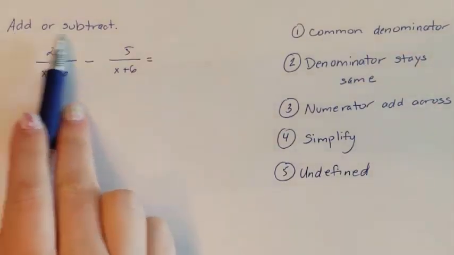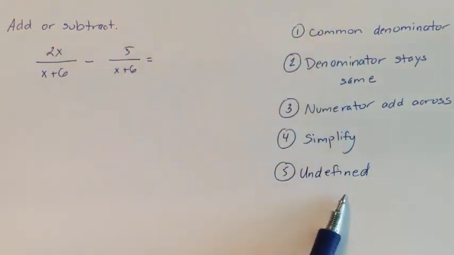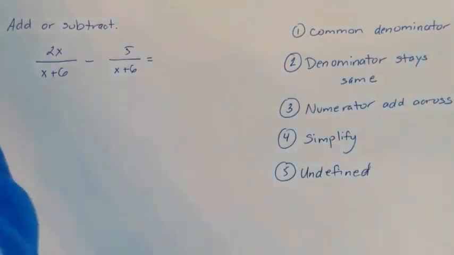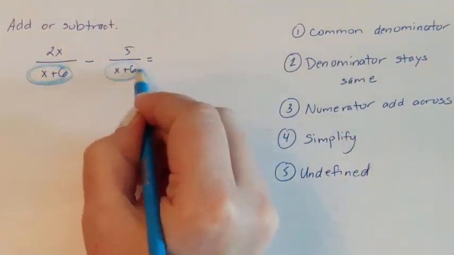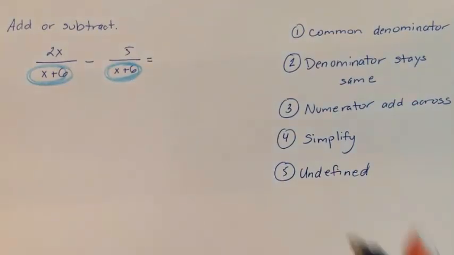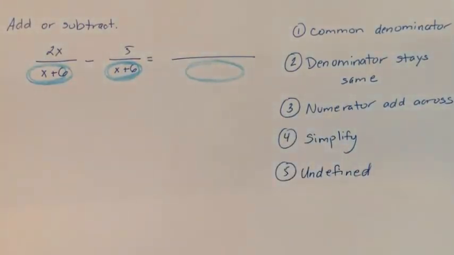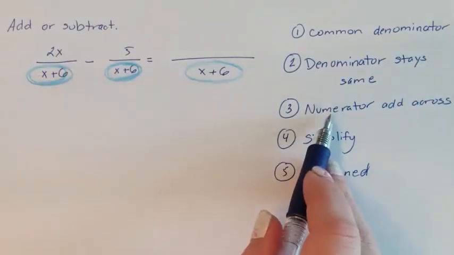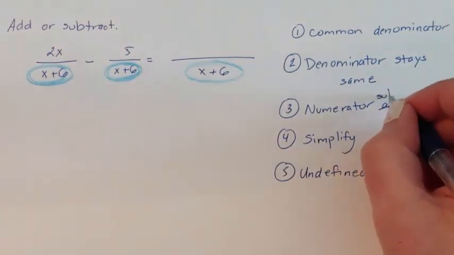So our next problem, we're adding or subtracting. I have a fraction being subtracted from another fraction. I have our steps listed here again. The very first thing we need to do is we need to see if we have a common denominator. So looking at my denominators, I have an x plus 6 and an x plus 6, which means the denominator in my new fraction is going to remain as the x plus 6 that we see that they both have in common. Now the denominator is going to stay the same. That's what we did. And now you need to not add across, because this is a subtraction problem. We're going to actually subtract across.